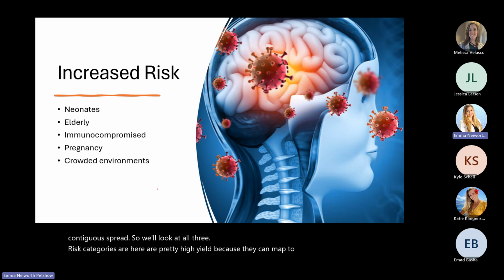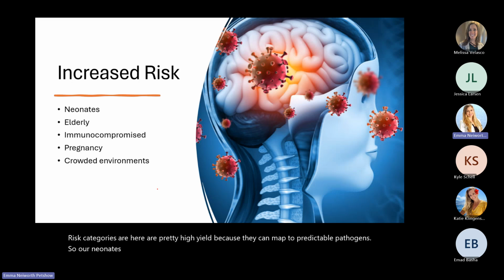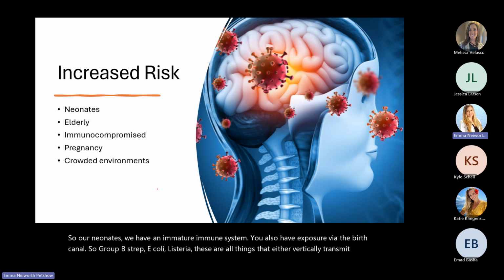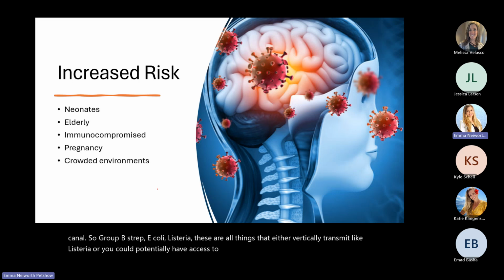So our neonates, we have an immature immune system. You also have exposure via the birth canal. So group B strep, E. coli, listeria. These are all things that either vertically transmit like listeria, or you could potentially have access to through birth, right? E. coli or group B strep. That's why we test all pregnant women for group B strep and treat.